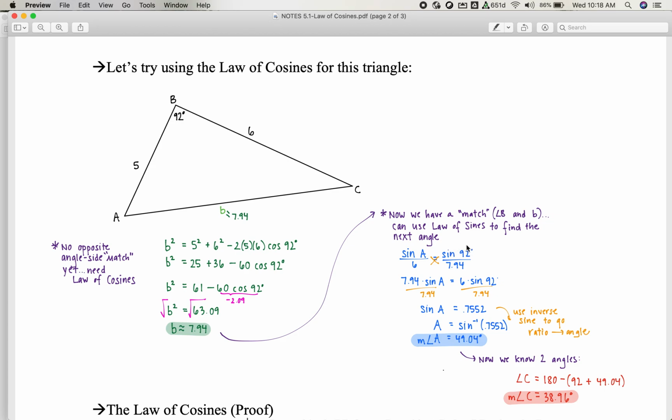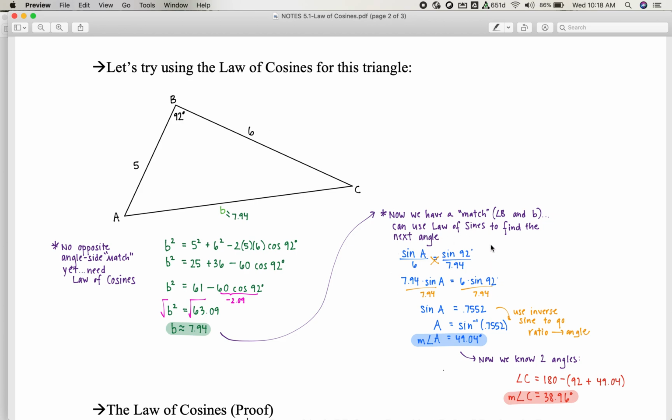And so now that I have this match, I'm going to come over here and I can do sine of 92 over that 7.94 that we just found. And then I can choose the angle I feel like finding next. I just decided to choose A. Why not go alphabetical order? And so law of sines says I can set that equal to a sine ratio for another pair of angles and sides. And so I'm going to do sine of A over 6.